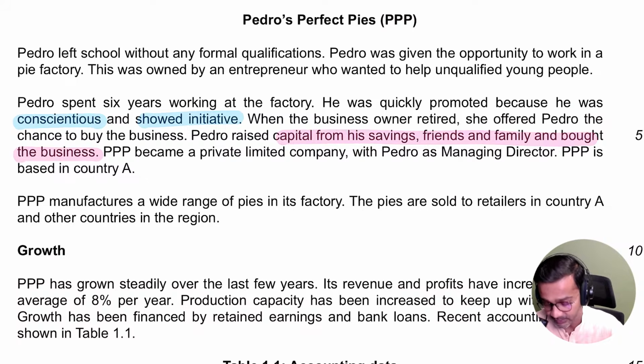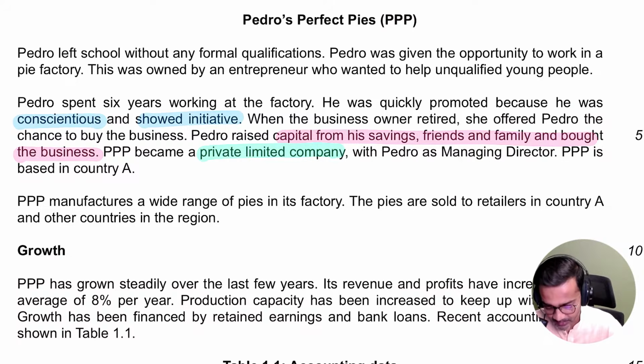And then comes the major first piece of information, the business structure. PPP became a private limited company with Pedro as managing director. PPP is based in country A. So we know the structure now. It's a private limited company. So the friends and family and Pedro, they are the shareholders in the company, and few decision makers, but limited finance would be available to them.